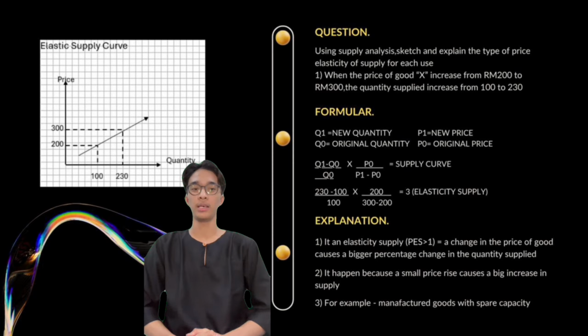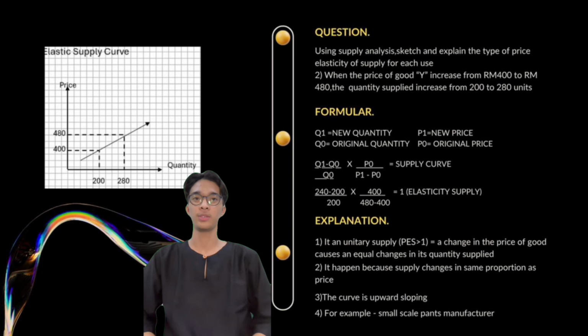That means a change in the price of the good causes a bigger percentage change in the quantity supplied. It happens because a small price rise causes a big increase in supply. For the example, manufactured goods with spare supply capacity.